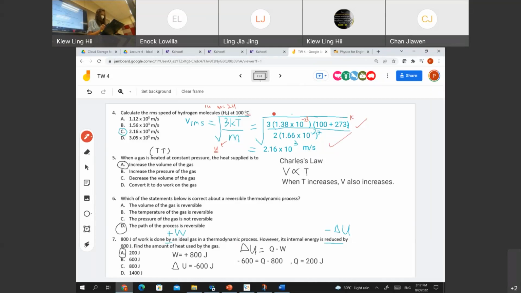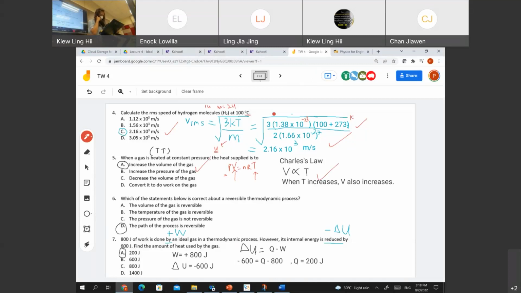Very good. Now, when a gas is heated at constant pressure, heat supply is 2. This is Charles' law. PV equals nRT. When pressure is constant, a heat supply that increases T will cause an increase in V. So A is correct, according to Charles' law.